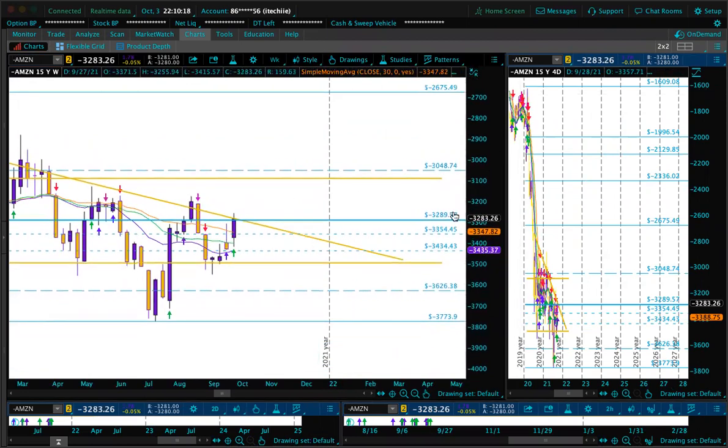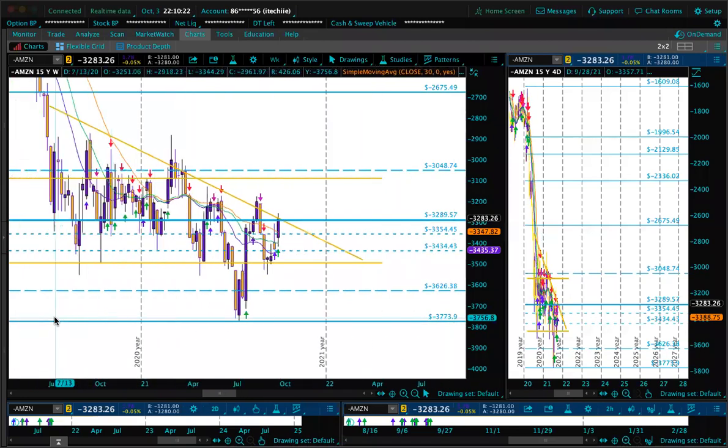Again, this is an inverted chart. Keep that in mind. So it looks bullish.